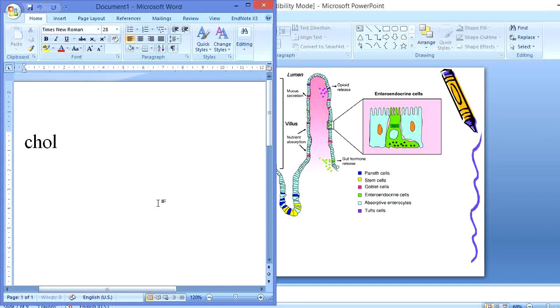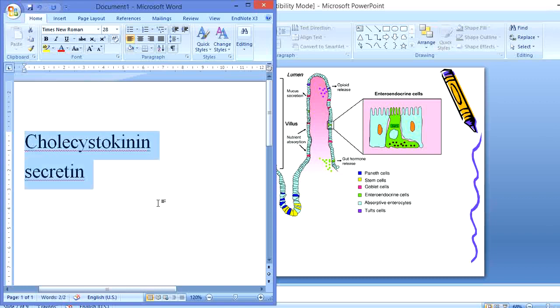For the secretion of cholecystokinin, and this is also responsible for the secretion of secretin. These two are the basic hormones. A lot of hormones are there, but these are the major hormones secreted by the enteroendocrine cells.